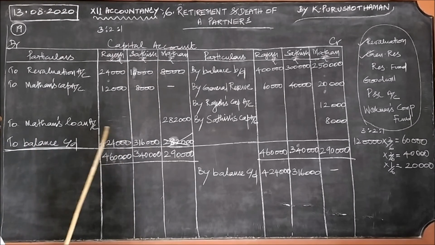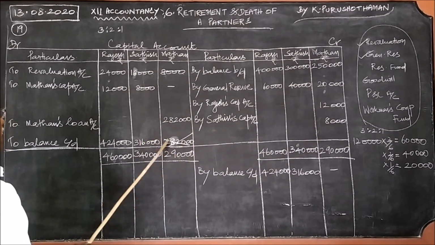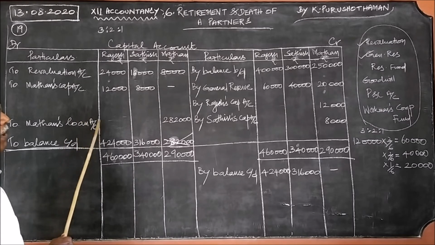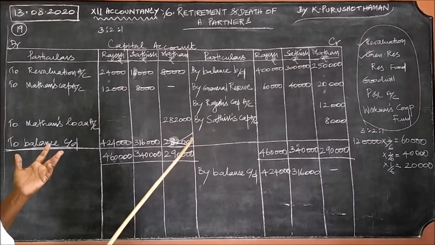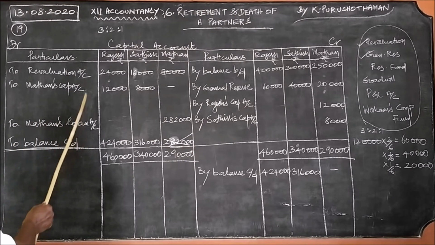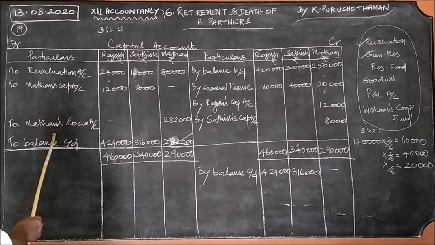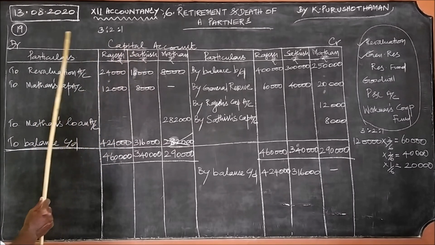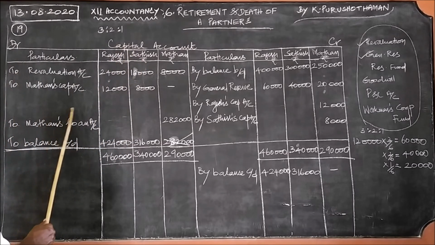And what should be done? His amount should be shown separately in the capital account itself. How? If it is settled, it goes to the bank account. If it is not settled, we can write the retiring partner's name's loan account. Madan is the retiring partner, therefore Madan's loan account.